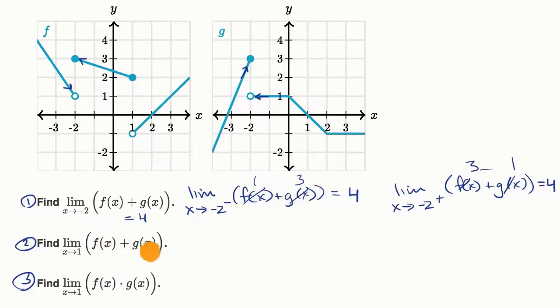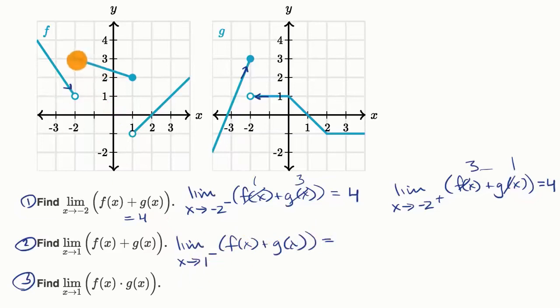Well, we'll do the exact same exercise. And once again, if you look at the individual limits for f of x from the left and the right as we approach 1, this limit doesn't exist, but the limit as x approaches 1 of the sum might exist. So let's try that out. So the limit as x approaches 1 from the left-hand side of f of x plus g of x, what is that going to be equal to?